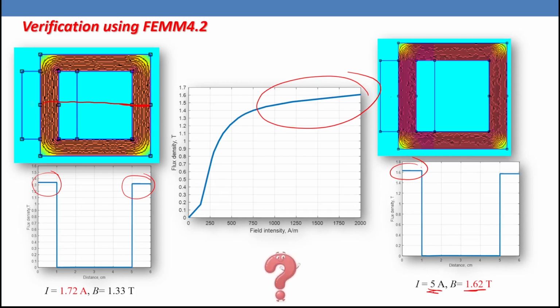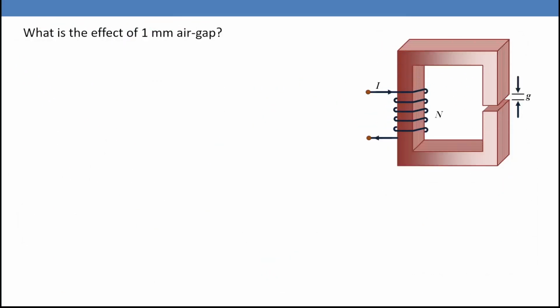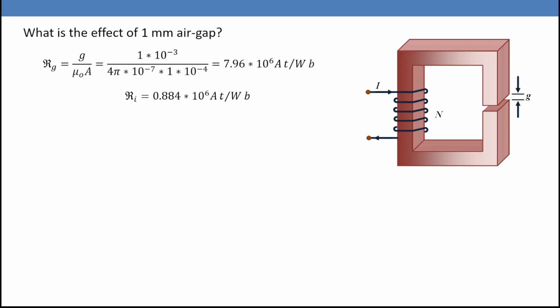So what should we do to have more current without saturation? Let's try another design to inject a 1 millimeter air gap. In this case, we are going to calculate the reluctance of the gap, G over mu node area. So the reluctance of the air gap now is 7.96 10 to the power 6 ampere turn per Weber, and the reluctance of the core we calculated before. So the total reluctance would be something like 8.84 10 to the power 6 ampere turn per Weber.